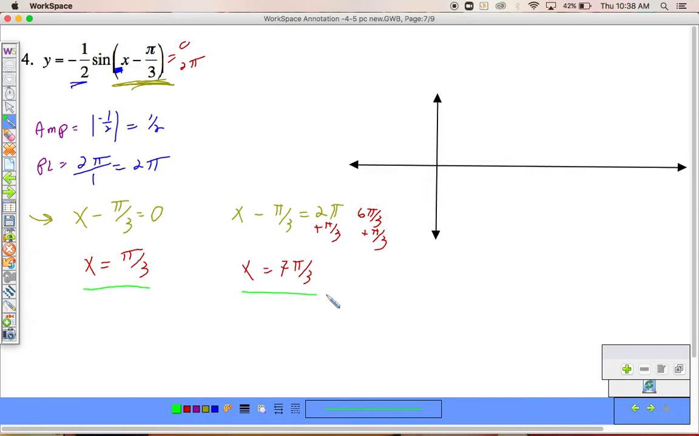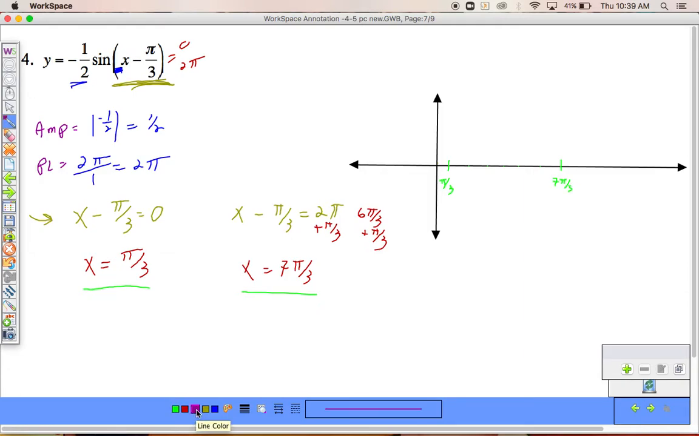So I'm going to go over here, and lightly I'm going to count 1, 2, 3, 4, 5, 6, 7, starting at pi over 3 and going to 7 pi over 3. So I count up at the same distance from 0, 1, 2, 3, 4, 5, 6, and 7. This is where I'm going to start. This is where my period is going to end.